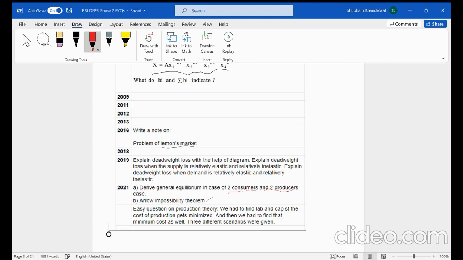So that was a big surprise because RBI doesn't really ask many numericals in phase two. I mean, it asked so many numericals in phase one, but last year there was a numerical in phase two as well. And it was a very simple one. We were given a production function, and then we had to find out the labor and capital such that the cost of production gets minimized. And there were three different scenarios. So, fairly straightforward question and a numerical question. So, very scoring.